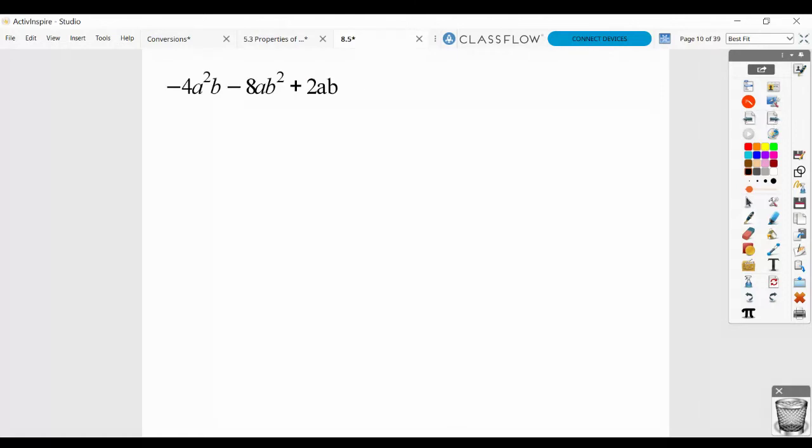Okay, we'll do one more. So we have negative 4a squared b minus 8ab squared plus 2ab. So we need to look at the numbers negative 4, negative 8, and 2. So the GCF of those would be 2. And then look at the A's. We have 2 A's, 1 A, and one A, so we can only take out an A. And we have B, two B's, and B, so we can only take out a B.